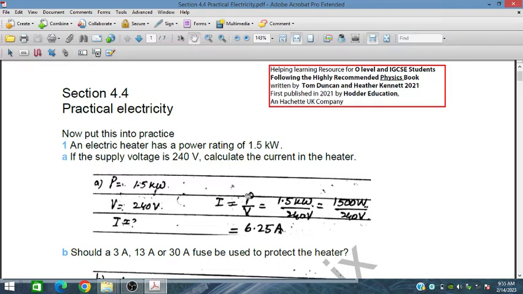So power is 1.5 kilowatt and this is 240 volt. 1.5 kilowatt is basically 1500 watt divided by 240 volt. So 1500 divided by 240 gives 6.25 ampere. So the current that will flow through this heater is 6.25 ampere.